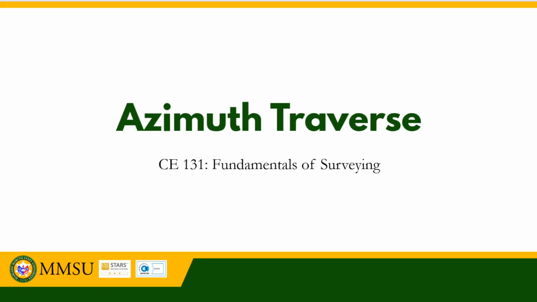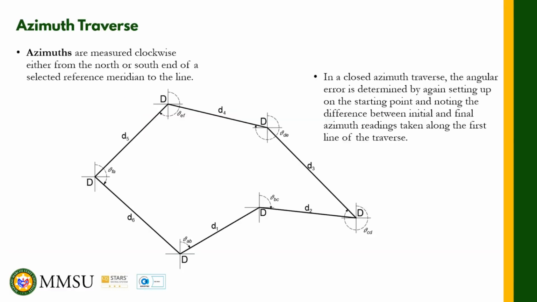So you may already know that an azimuth is an angle that is measured clockwise either from the north or south end of a selected reference meridian to the line. When we say reference meridian, this is equivalent to your y-axis in the Cartesian coordinate system. Okay, ito yung vertical axis natin. So an azimuth is either measured from the positive, we call it the north, or from the negative, we call it the south. That's what we call it in surveying, the reference meridian.